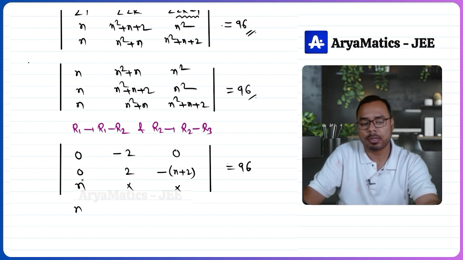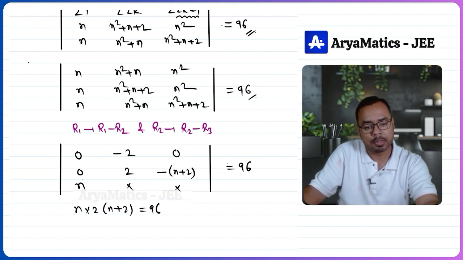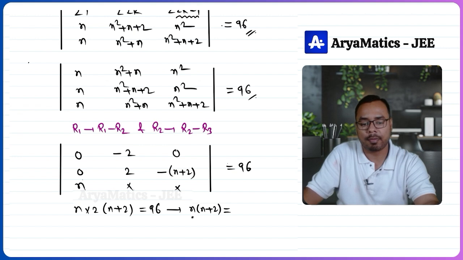I'm expanding along the first column. So n into these two minus the other two elements. So 2 into n plus 2. This is 96. From here you can see that n into n plus 2 is 96 by 2, which is 48. On the left hand side we have two integers and the difference between those two is 2. So 48 we can write as 6 into 8.